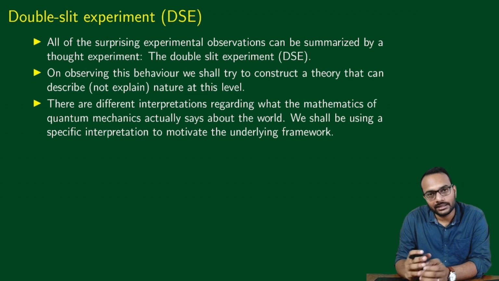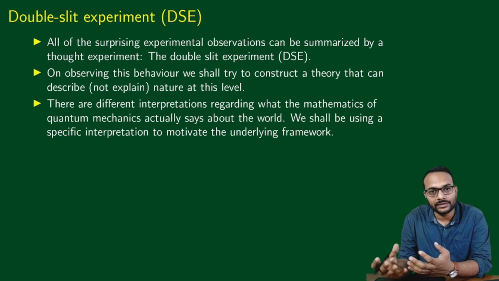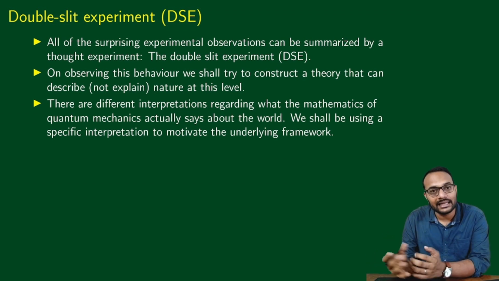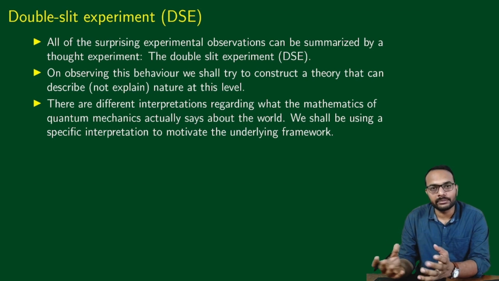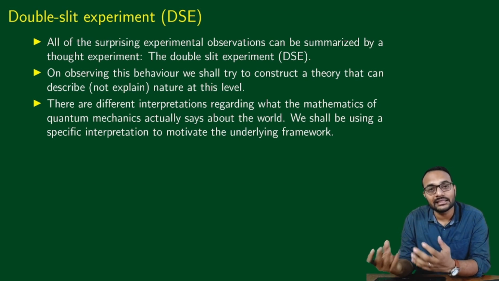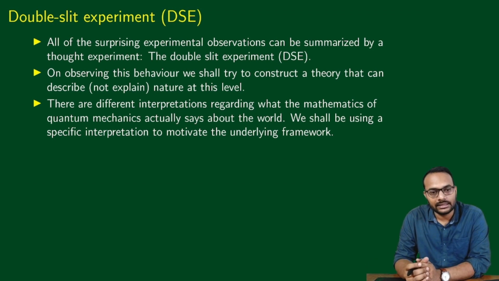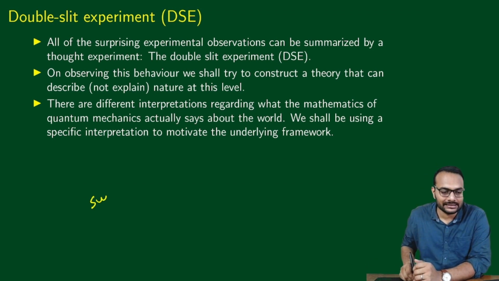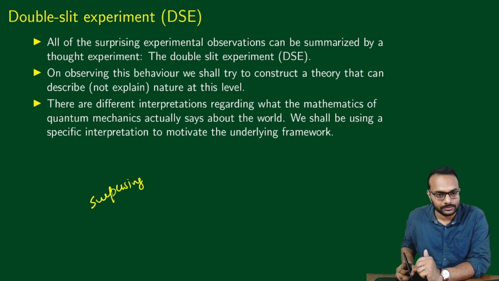Now, we said that the mathematical framework of quantum mechanics arose out of the necessity to describe experimental observations. There were so many experimental observations which were completely surprising if you look at them from a classical viewpoint. Why do we say surprising? Because these observations do not follow the classical logic.